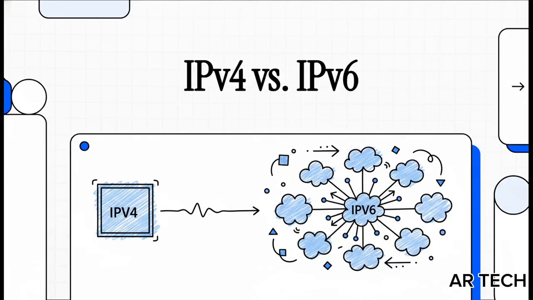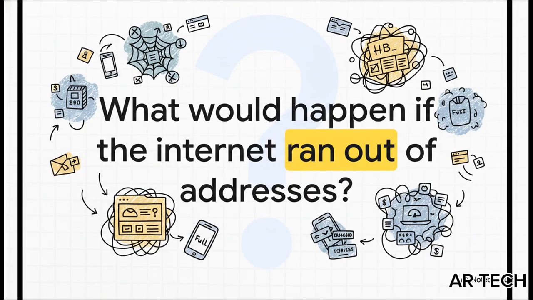Let's talk about one of the most important upgrades in the history of the internet, one that you've probably never even thought about. It's the story of the invisible architecture that keeps our digital world online and, more importantly, keeps it growing. So let's just start with a kind of scary question. What if the internet just ran out of room?